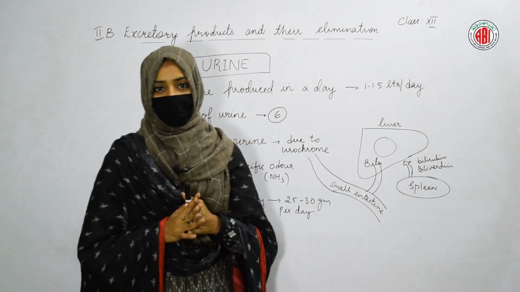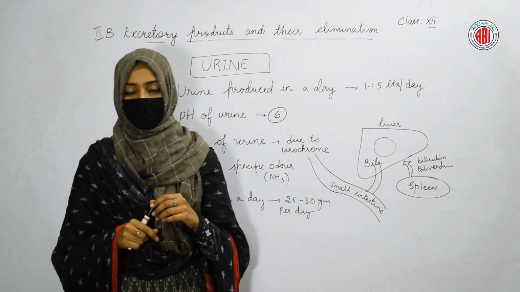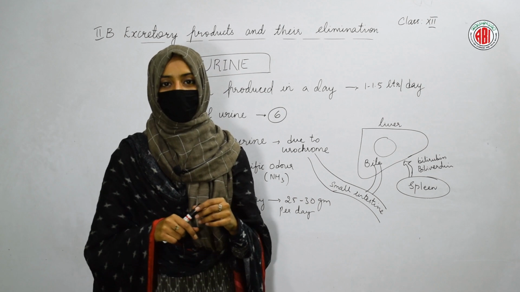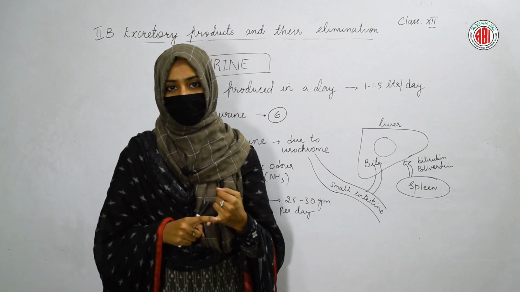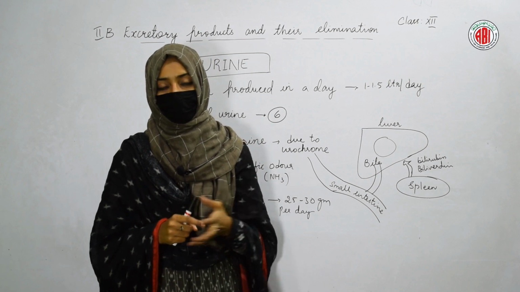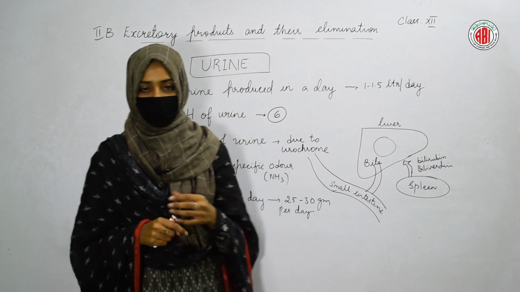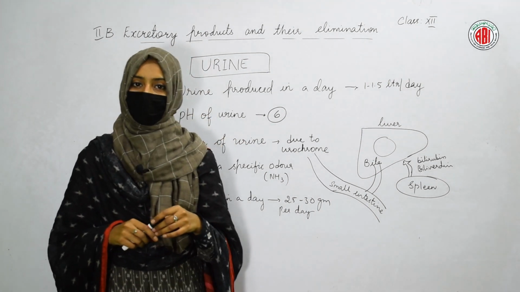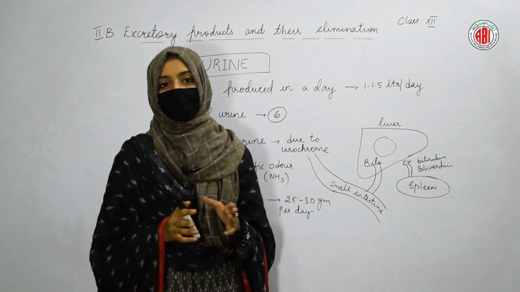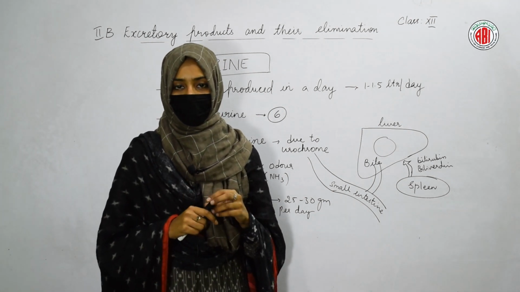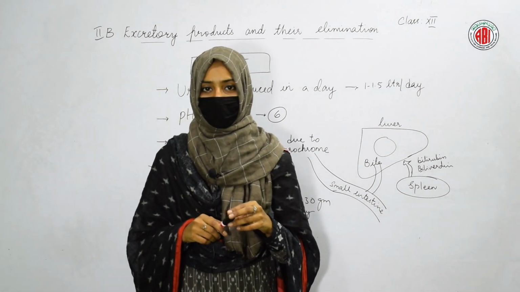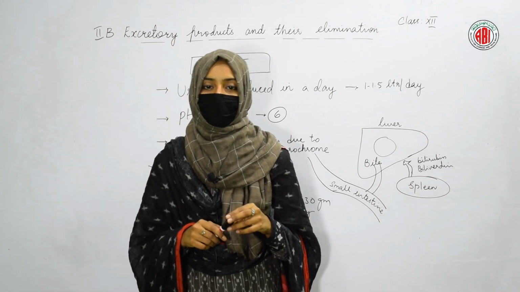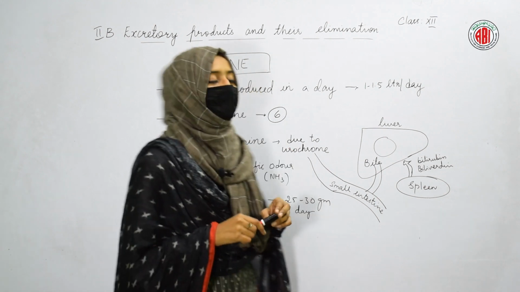We were discussing the chapter excretory products and their elimination, and in this chapter we have seen different topics like the excretory organs, the excretory system, the process of urine formation, and the mechanism of urine formation. We have also learned about solutions for kidney failure patients, like kidney transplantation and hemodialysis. Now in today's class, let us see the different characteristics shown by urine.